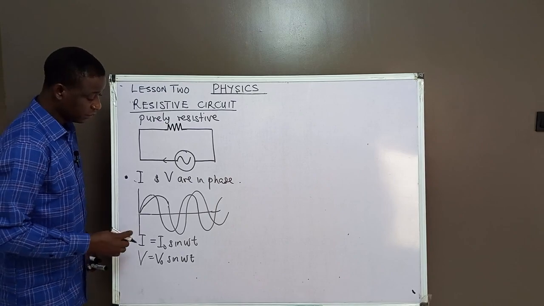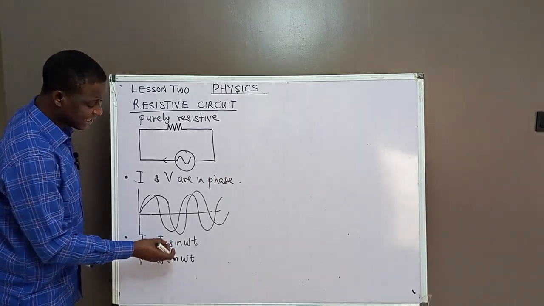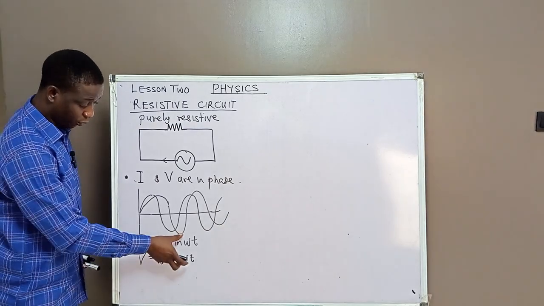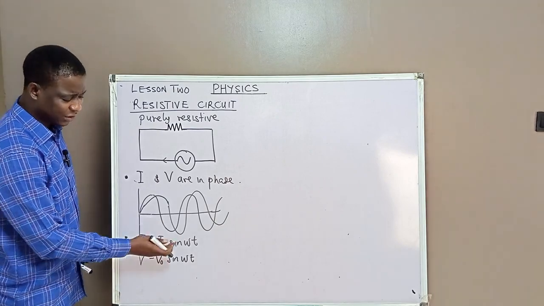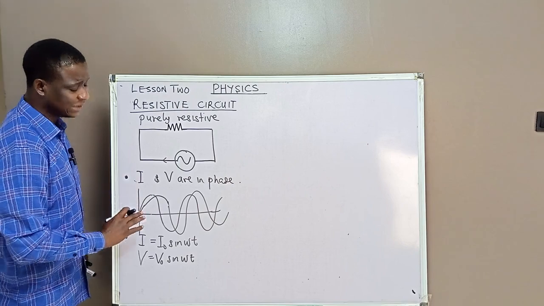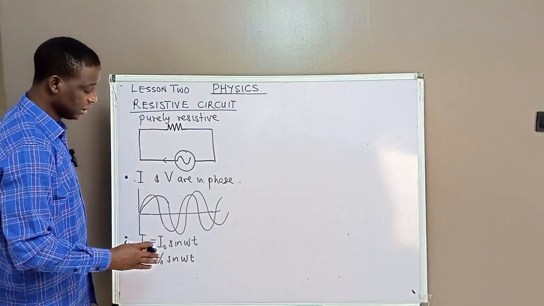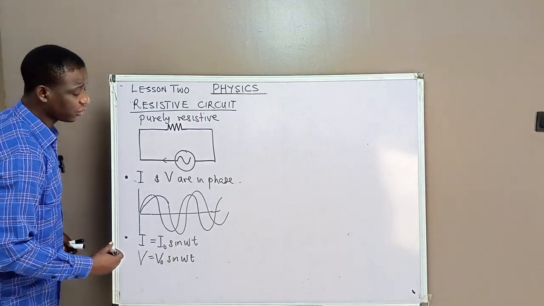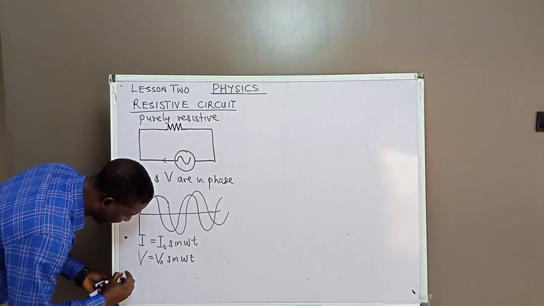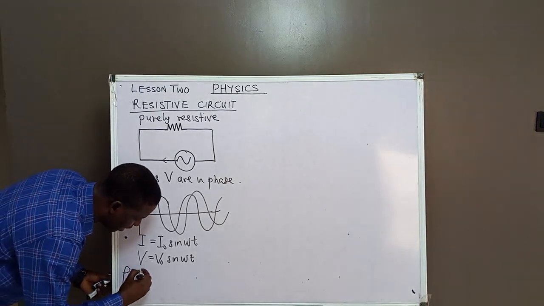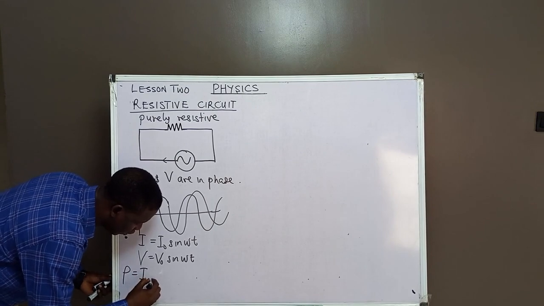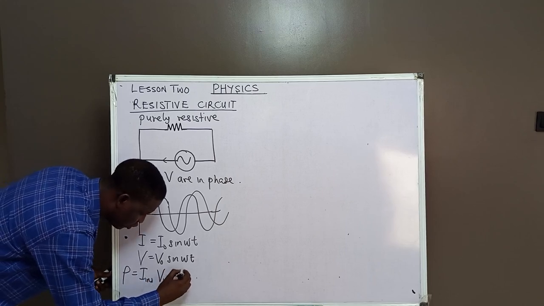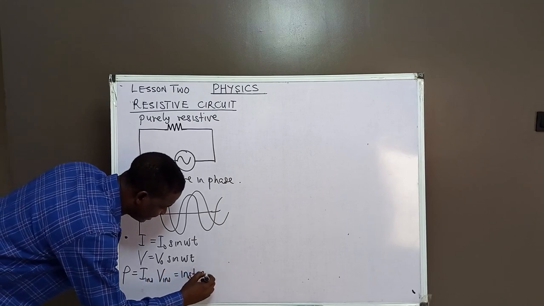Now, if you check the sinusoidal waveform equations that we have written on the board, you will discover that this one is sine, this one is sine. So that means that the current and voltage are in phase, from what we have even written mathematically. Now let us find the power. Power would be equal to what? Instantaneous current times instantaneous voltage. This one we call instantaneous power.